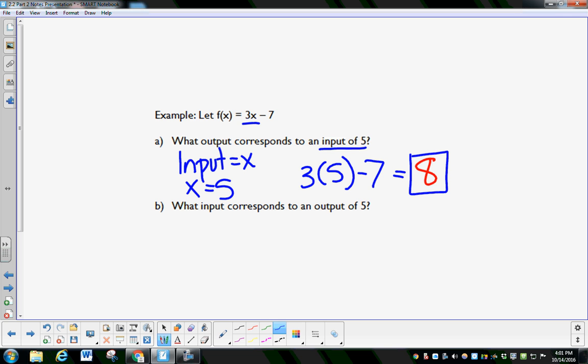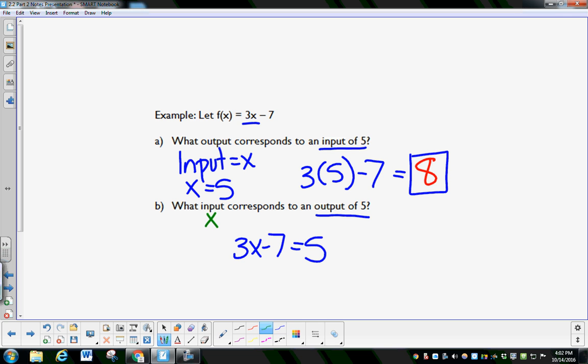The next one's a teeny bit trickier. It says what input corresponds. So we're trying to find what x corresponds to an output of 5. An output is like what the equation ends up equaling. So it says the output is 5. The equation ends up equaling 5. So we're going to write 3x minus 7 equals 5, and we need to find x. We need to find the input.